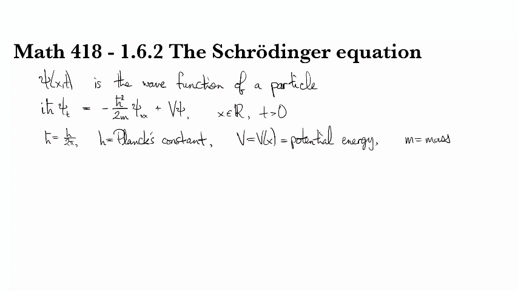Okay, so we're not going to worry about the derivation of this using potential energy and momentum. We'll just talk a little bit about the solution. So one thing that's worth noting is that if the potential vanishes, then we get what's called the free, as opposed to forced, Schrodinger equation.